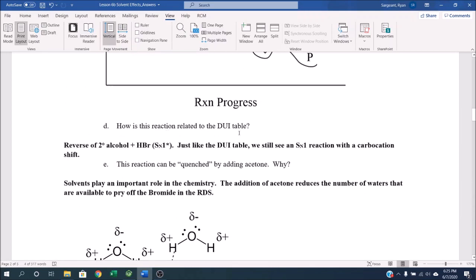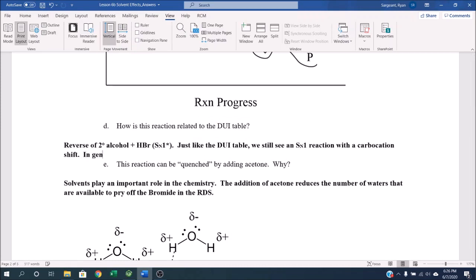How is this reaction related to the DUI table? Well, it's the reverse of the reaction of a secondary alcohol with hydrobromic acid. In the DUI table, if you knew that you were mixing a secondary alcohol with hydrobromic acid, you would identify the mechanism as SN1. The asterisk tells me that the SN1 has the potential for a shift. So just like the DUI table, the solvolysis reaction utilizes the same mechanism. It just pushes it in a reverse order.